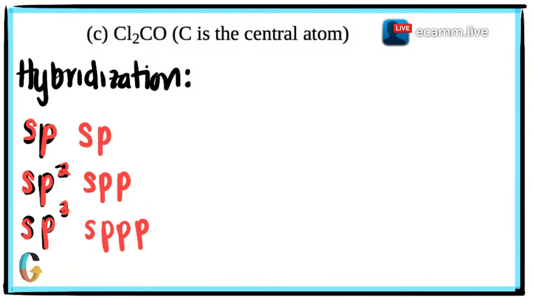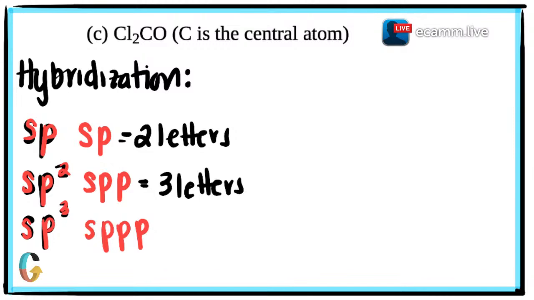Well, for the first one, for SP, I only have two letters. For SP2, I have three letters. And for the final one, for SP3, I have four letters. I hope everybody is following along. And if you have any questions, just put it in the comments, okay?